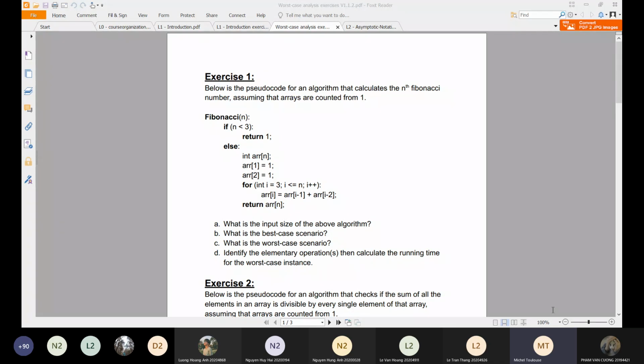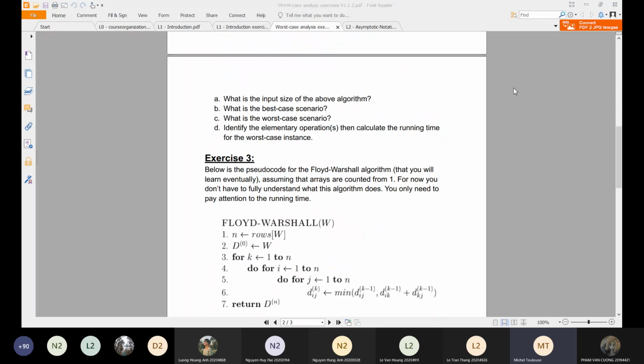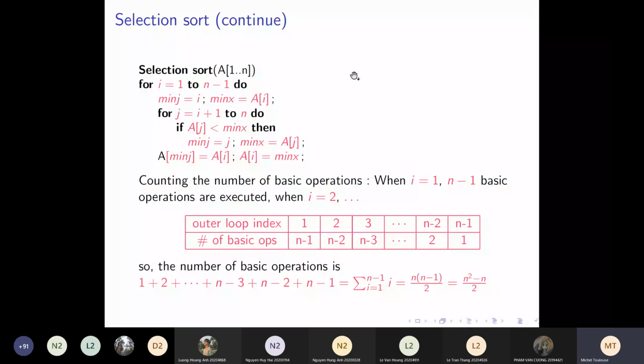Okay, I think I will take it from here. So I need to describe the base case, the best case and worst case, and because these are questions for the whole lecture, and I have not yet covered the whole lecture, let's look at the last part of this lecture, and then we come back to the exercise.